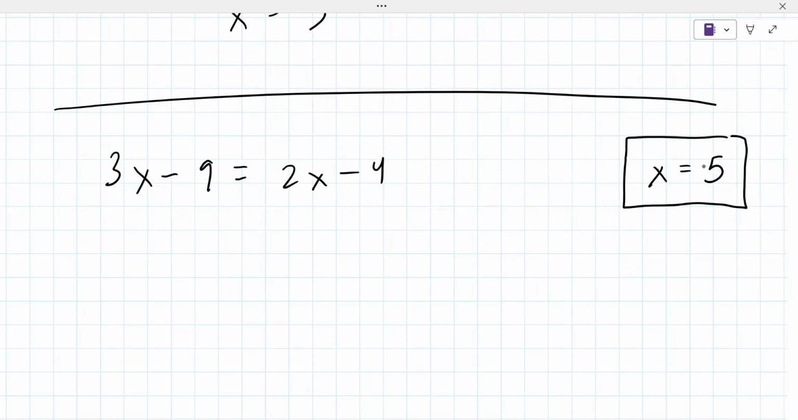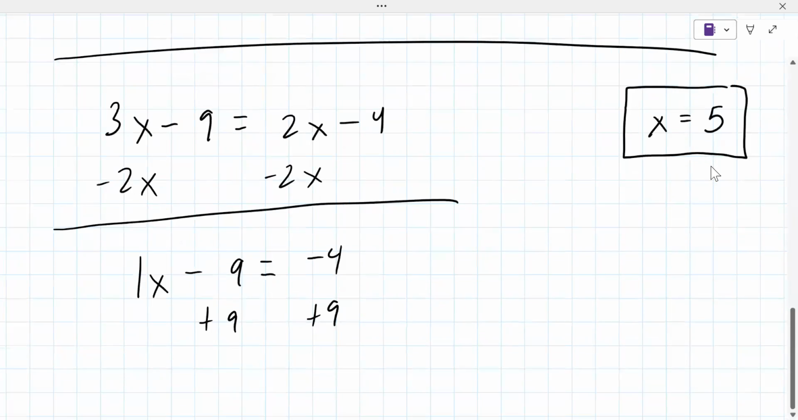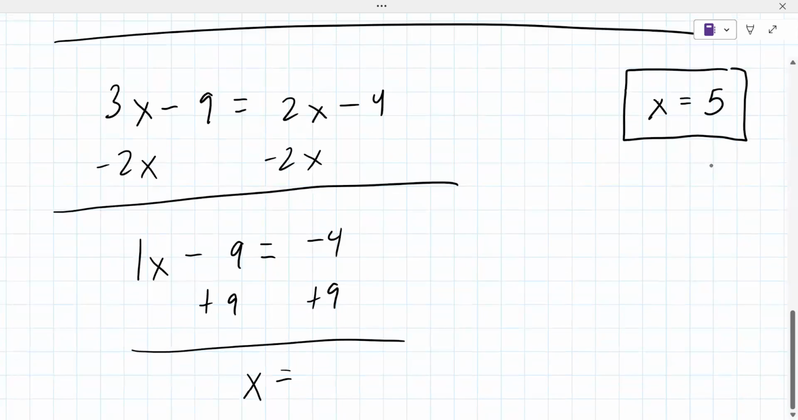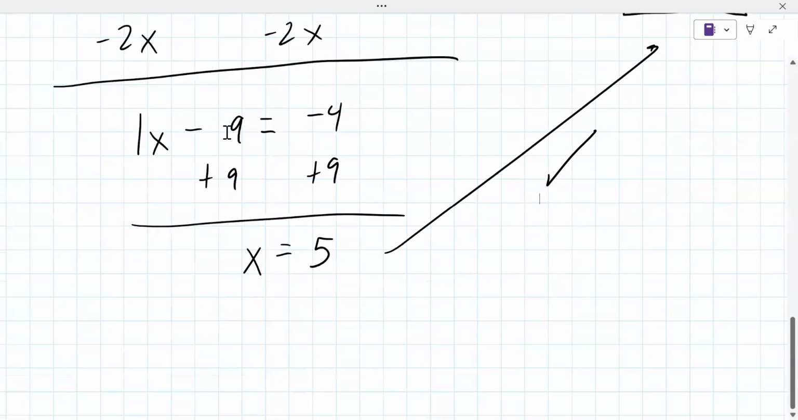All right, so let's take a look here. So I'm going to subtract 2x from both sides. So it's 1x minus 9 equals minus 4. Add 9 to both sides. X equals 5, like that. You got it. Good. Okay, so let's look at another problem here.